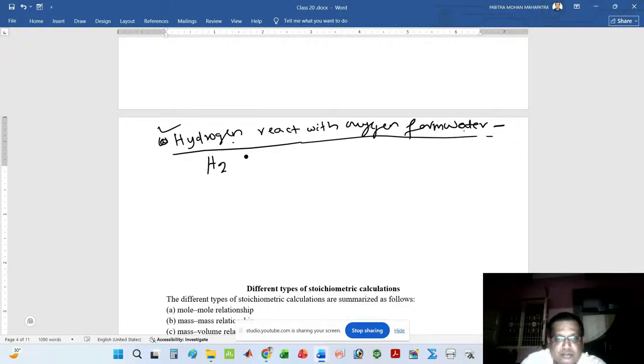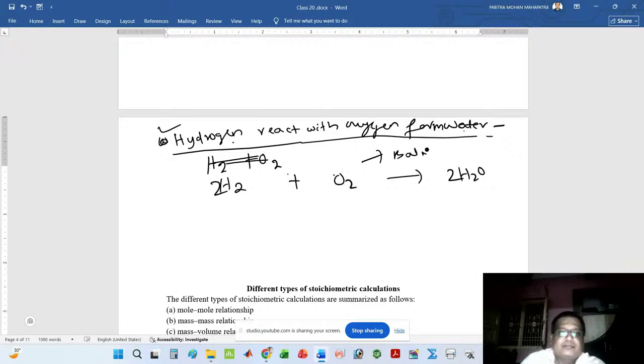So here you can write H2 plus O2 gives water. If you want to balance, then you can say 2H2 plus O2 gives 2H2O. This is said to be a balanced chemical equation.